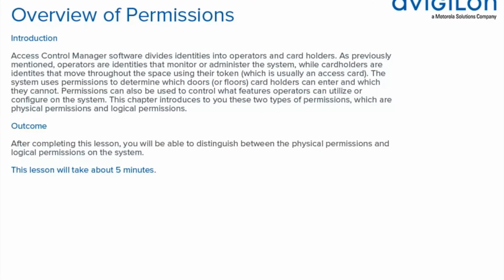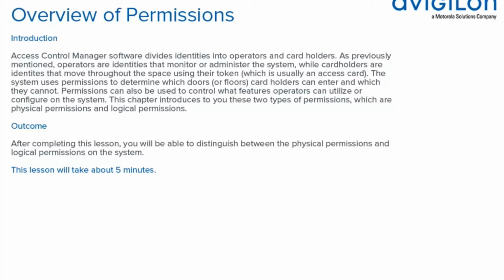Access Control Manager software divides identities into operators and cardholders. As previously mentioned, operators are identities that monitor or administer the system, while cardholders are identities that move throughout the space using their token, which is usually an access card. The system uses permissions to determine which doors or floors cardholders can enter and which they cannot.